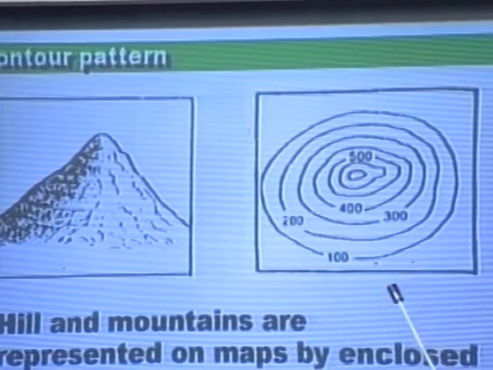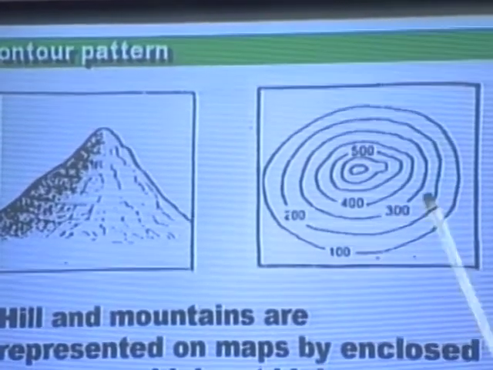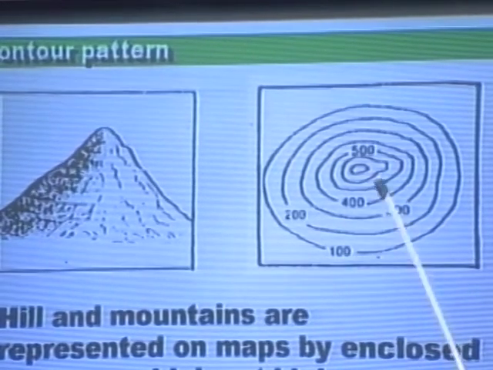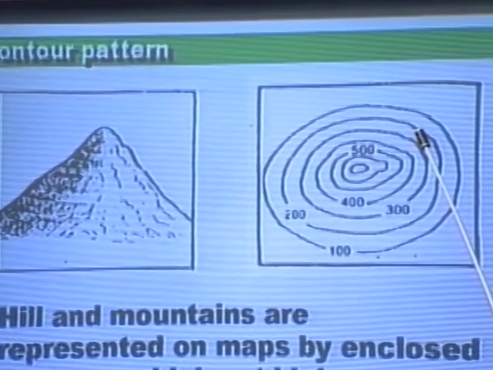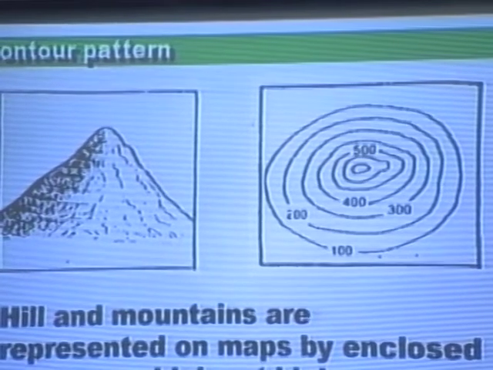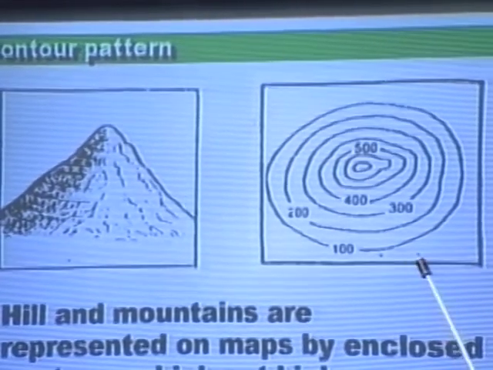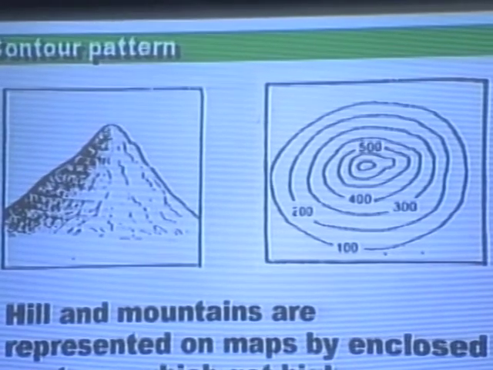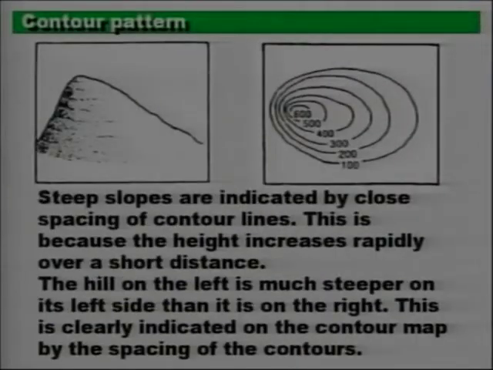Hills or mountains are shown with a circular contour pattern, value lower at the bottom, and it gets bigger towards the center of that particular pattern. So that's the first of the contour patterns we're going to look at. The second one.